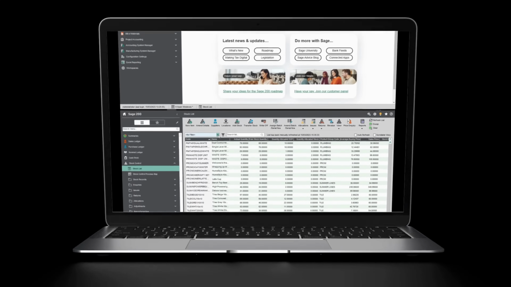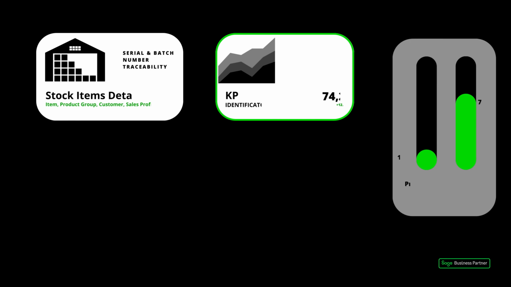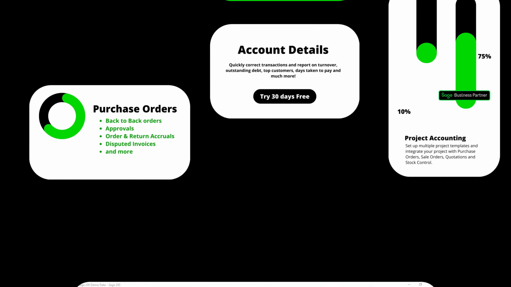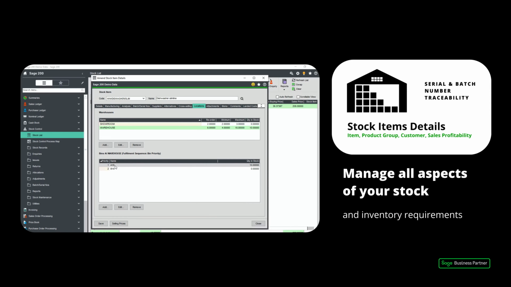What's Sage 200? Sage 200 in under 60 seconds. Manage all aspects of your stock and inventory needs. Sage 200 Stock Control allows you to oversee all your stock and inventory requirements.